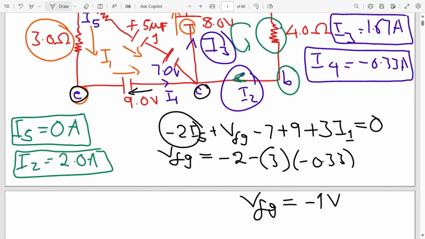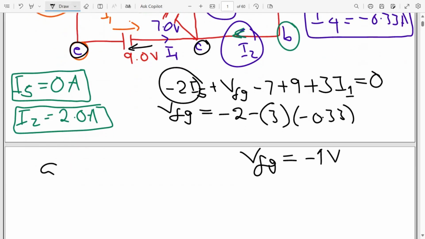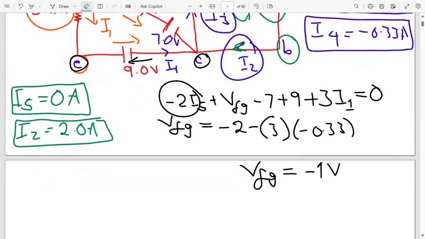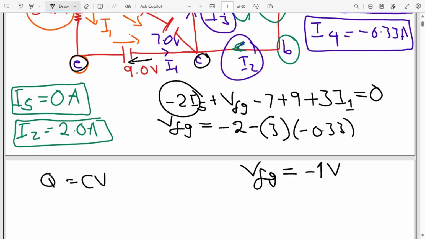And from here, we know that to calculate the charge on a capacitor, we use the formula Q is equal to CV, where C is the magnitude of capacitance and V is the voltage across that particular capacitor. Therefore, our Q will be equal to the magnitude of the capacitance, which is 5 microfarads, multiplied by the voltage.